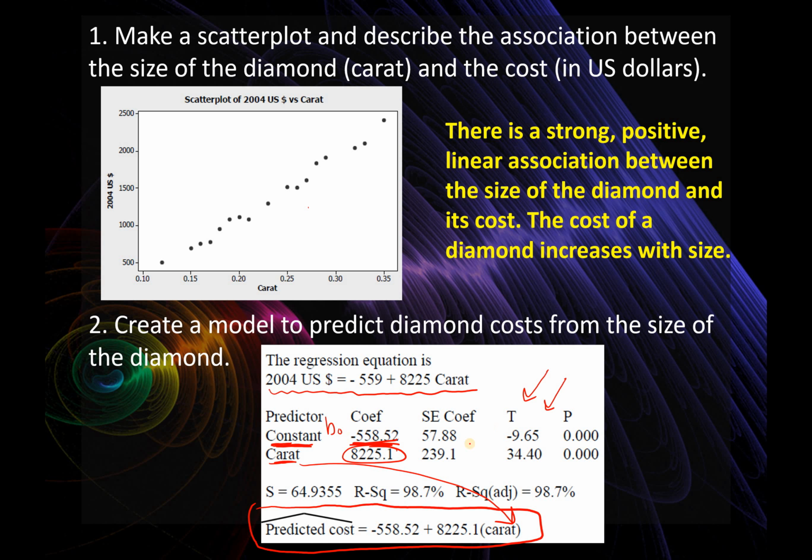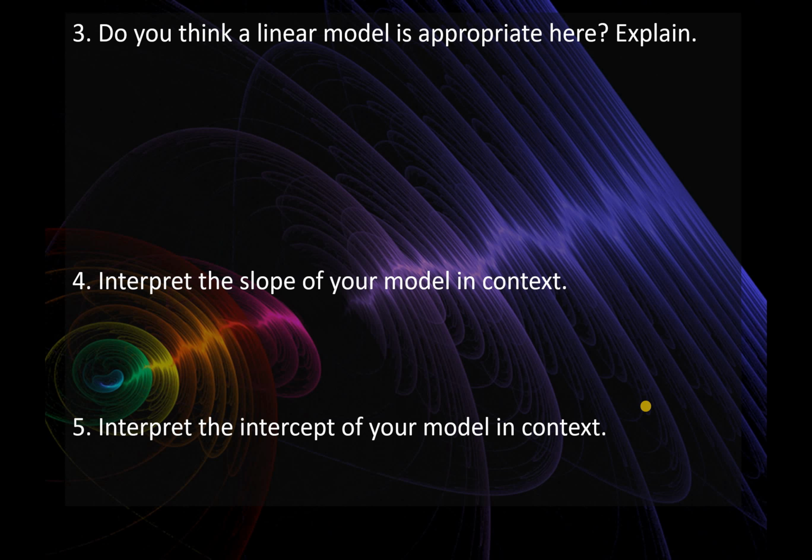Now, these guys right here aren't going to be too important. We're not going to worry about the standard error coefficient, T, P. You'll notice it's T because we're actually using a t-test here. We'll talk about that more later. But what you need is this. This is the standard deviation of your errors. This is your R squared, and ignore the R squared adjusted. We don't deal with that.